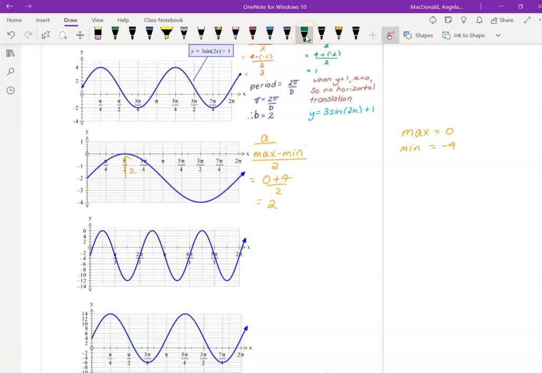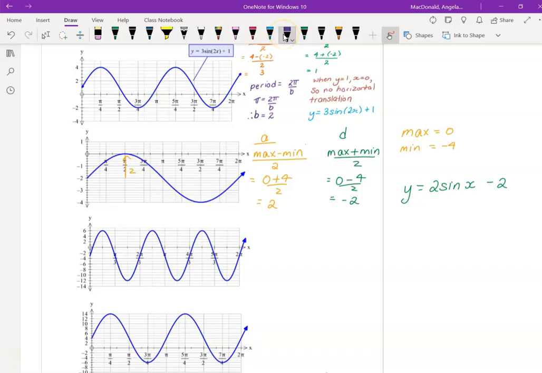And then to find our d value, our principal axis, we are now saying it's max plus min all over 2. So 0 plus -4 all over 2, we get -2. Happy so far? What have we got? We've got y equals 2 so far. Take 2, right? We now check for the period.